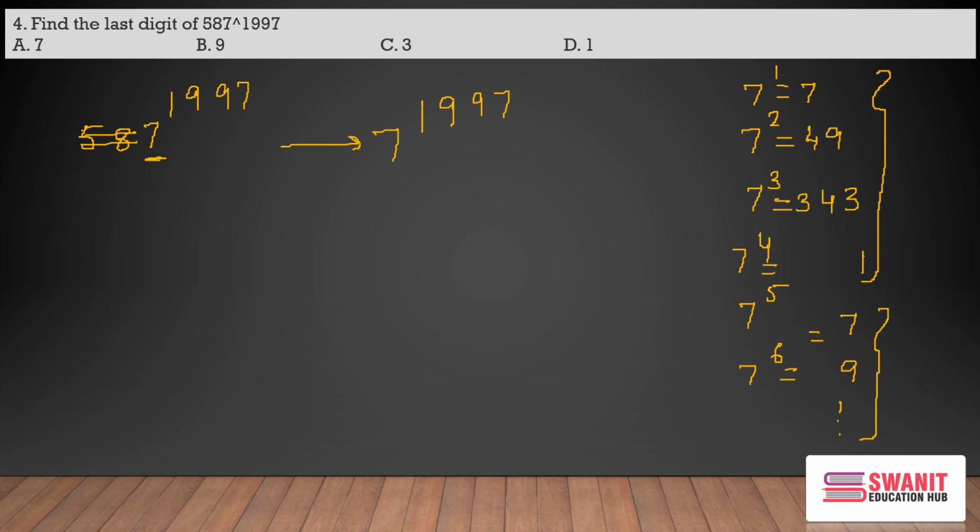7931, which means cyclicity. Yes, this term is very important. Cyclicity for 7, that is the duration after which the unit digit is repeated, is 4 in case of 7. So we divide this number by 4 and look for the remainder. 4 fours are 16, 4 nines are 36, remainder comes out to be 1, and therefore my answer is 7. So 587 to the power 1997 gives me 7 as the unit digit, that is option A once again. Let's look at another question.